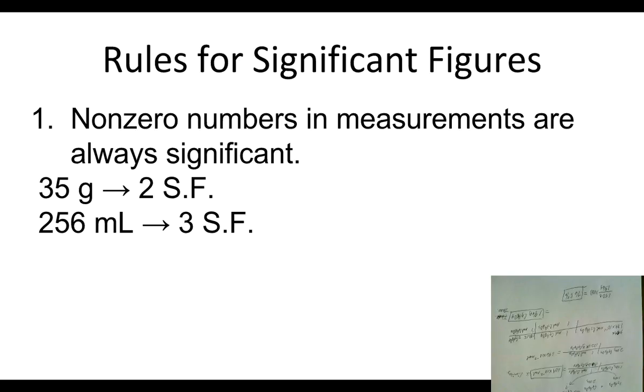Okay, so number one says that non-zero numbers in measurements are always significant. So anything other than a zero is always significant. Doesn't matter what. So what does always mean? It means always. It means all the time. So 35 grams would have two significant figures. 256 milliliters, three significant figures.